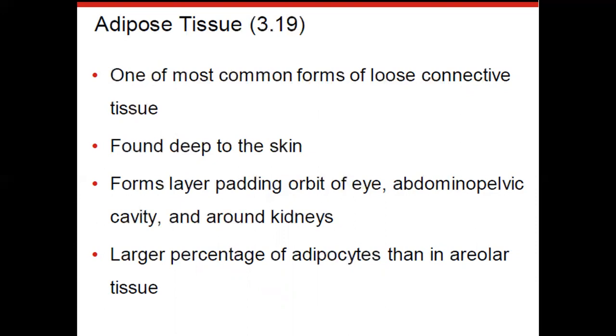It's found in the hypodermis, under the skin. It forms layers of padding around the eye. You can find it in the abdominopelvic cavity. You're probably very familiar with where you can find adipose tissue. Around the kidneys, it helps cushion visceral organs or internal organs and keep them safe. There's a big percentage of adipocytes in areolar connective tissue, so it helps form a cushion layer under the skin. Not only is there a layer of adipose tissue under the skin near the hypodermis, but there are also adipocytes in connective tissue that further help cushion.